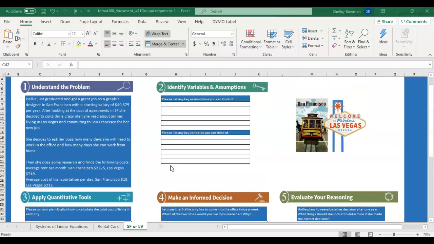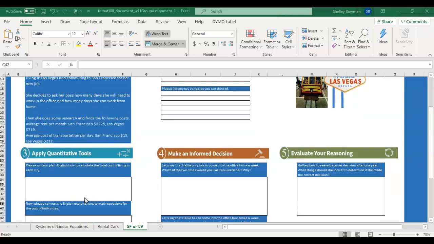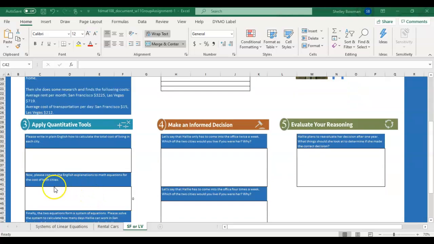Step 2 is identifying variables and assumptions, and I'm going to leave that up to your group to go through. Step number 3, apply quantitative tools. Please write in plain English how to calculate the total cost of living in each city. I'm also going to leave that one to your group to go through, although we will be going through how to write out the equations here.